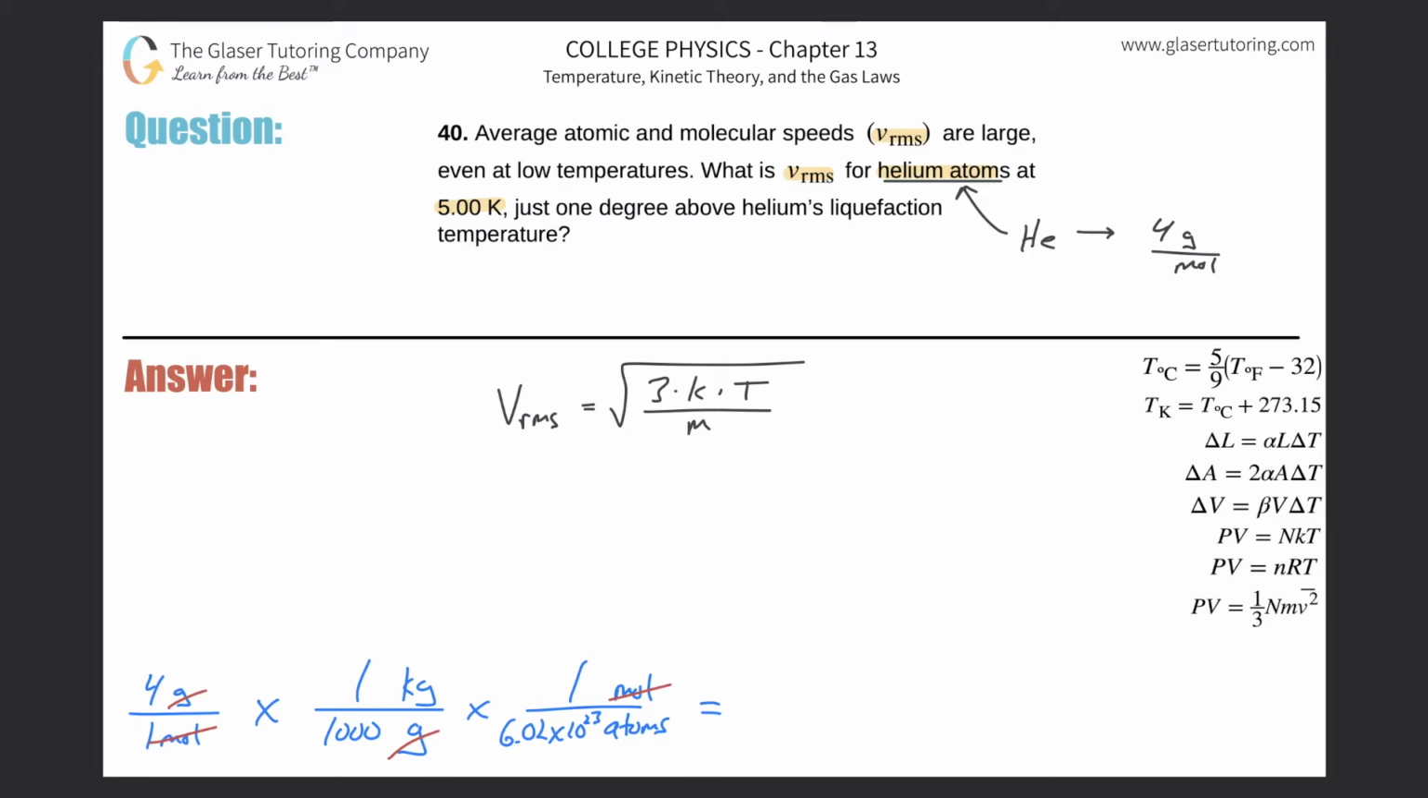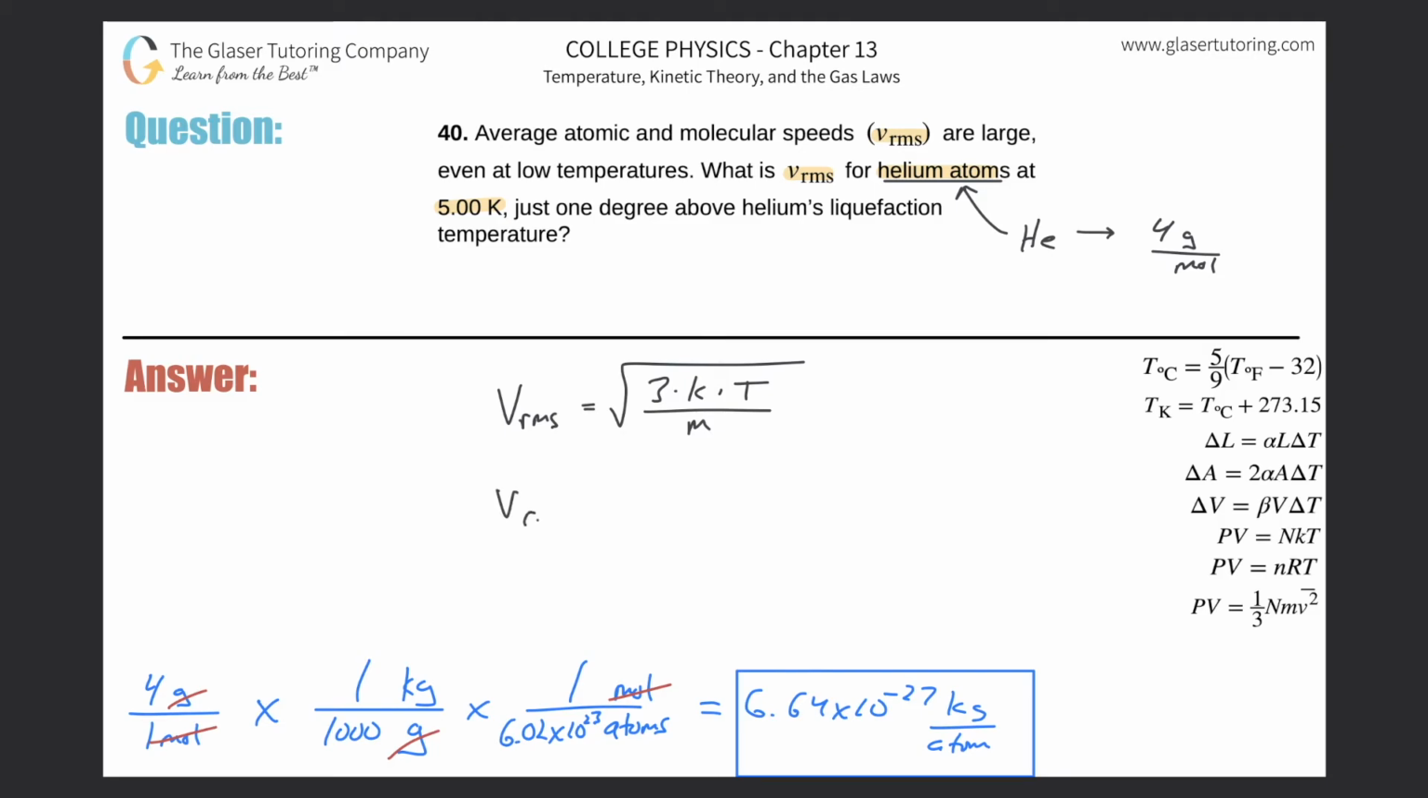So let's do the math here. 4 divided by 1,000 multiplied by 6.02 times 10 to the 23rd. We're going to get a value of about 6.64 times 10 to the minus 27th. That's kilogram per atom, the mass per atom. So that's what we need, and now we have everything we need in order to solve.